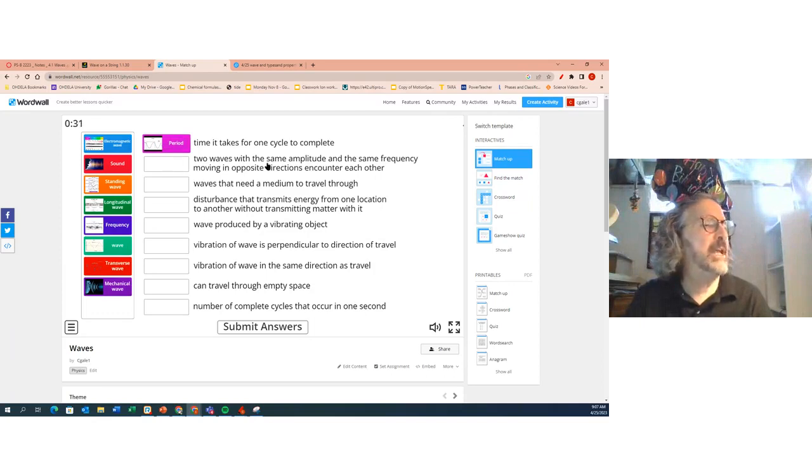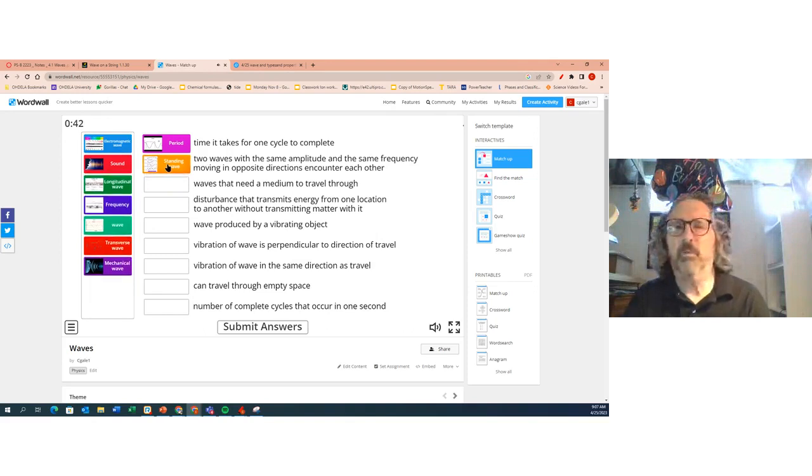Two waves that have the same amplitude and same frequency, that's a standing wave. So if you're following along with me, a standing wave is a wave that goes in one direction and comes right back with the same intensity, and it's a standing wave. So we'll see a better picture of it when we get into the assignment here.